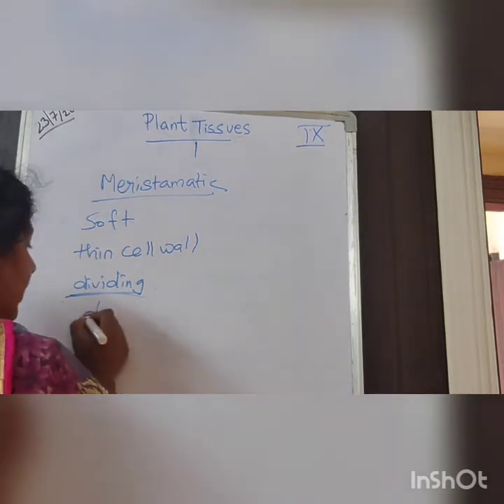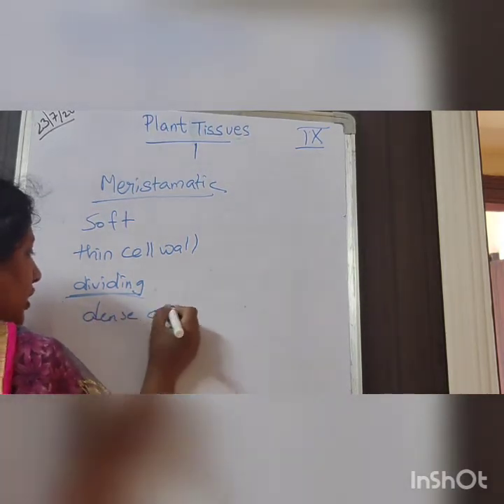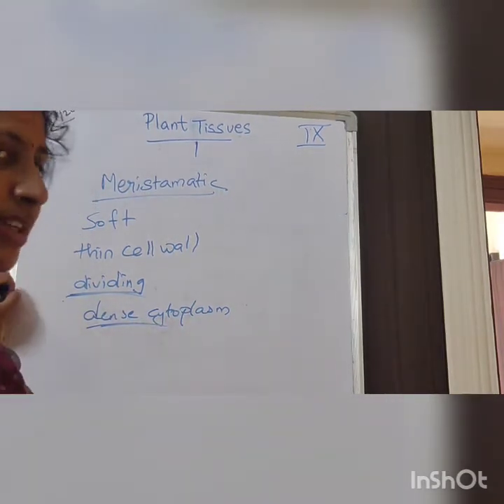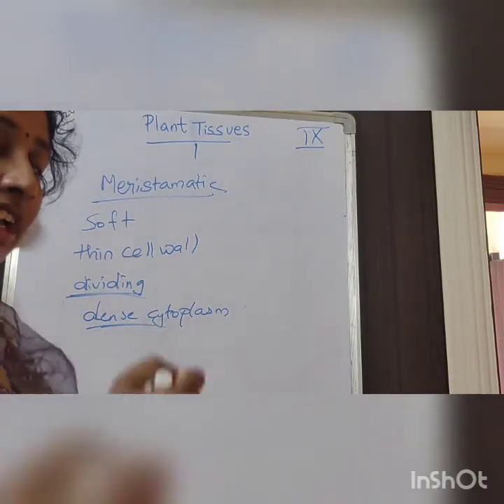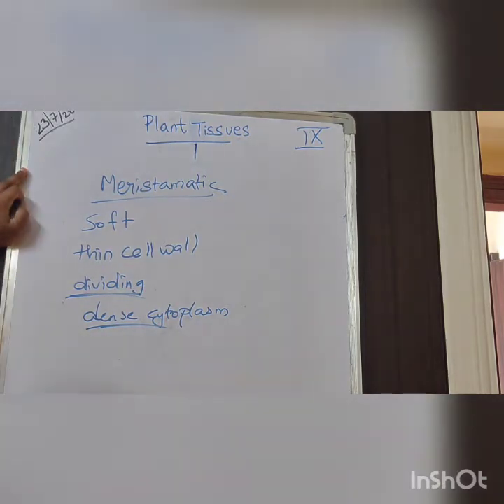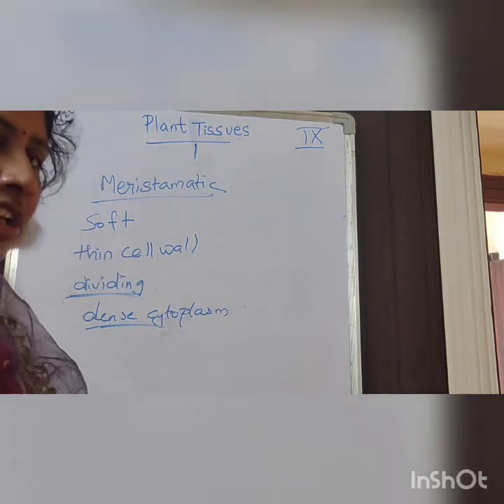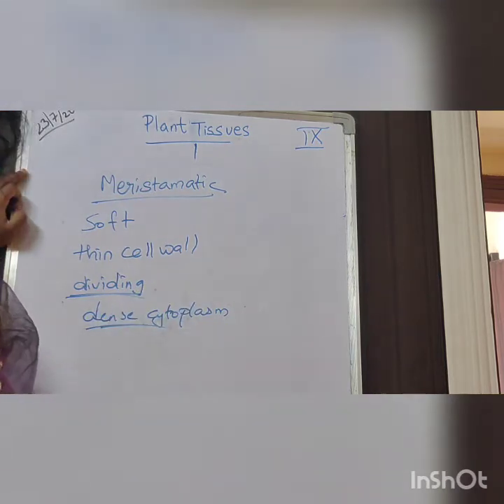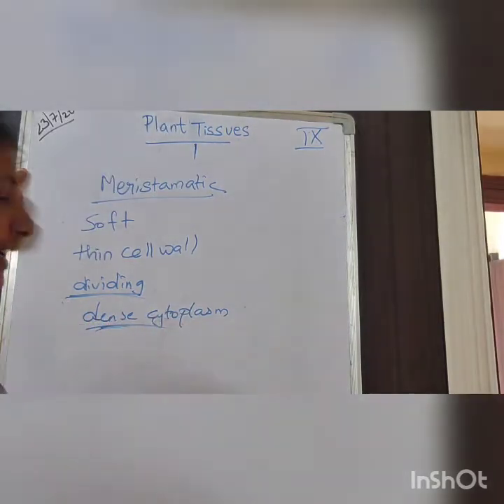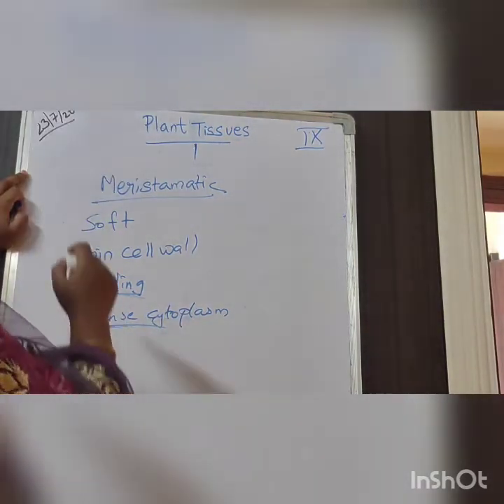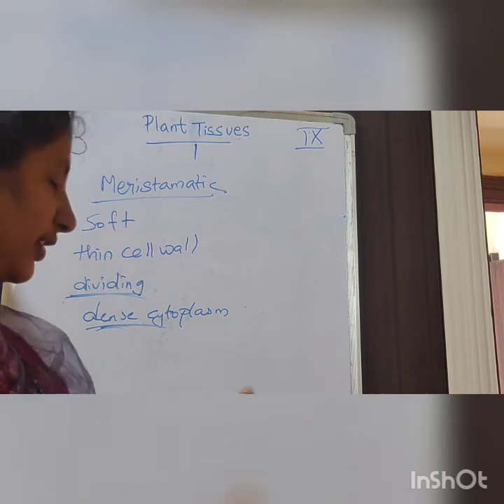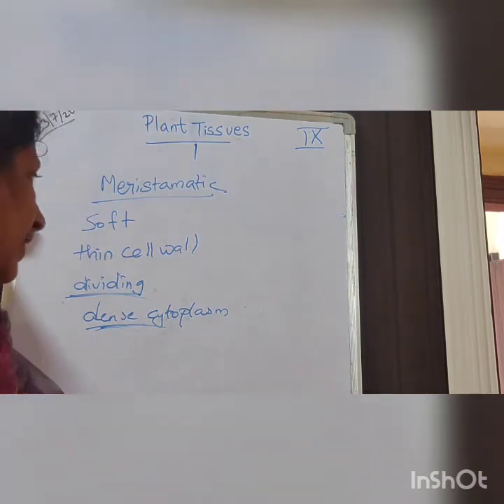Then they have dense cytoplasm. Why dense cytoplasm is present? Because they have to divide continuously. These cells divide continuously, so the cell organelles should continuously work. So they need continuous supply of proteins or some other raw material. That's why they have dense cytoplasm. Clear? So they are soft cells, they have thin cell wall, they are fastly dividing cells, and they have dense cytoplasm.